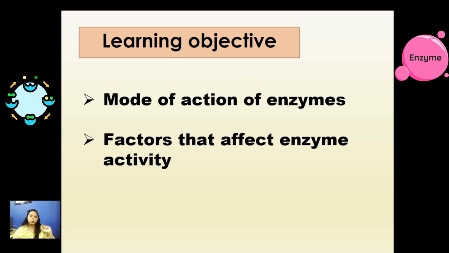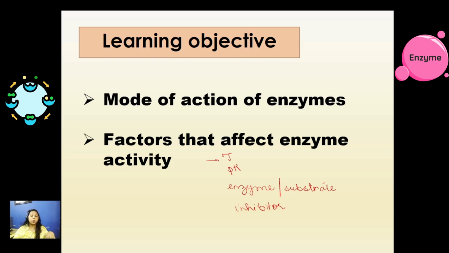Then in the second one, we are going to learn about the different factors. These factors can be temperature, pH, the enzyme concentration or the substrate concentration, and the inhibitors. We are going to discuss these in detail, and we are also going to learn how different enzymes are used in different techniques, and how the rate of reaction or the rate of enzyme activity can be determined.